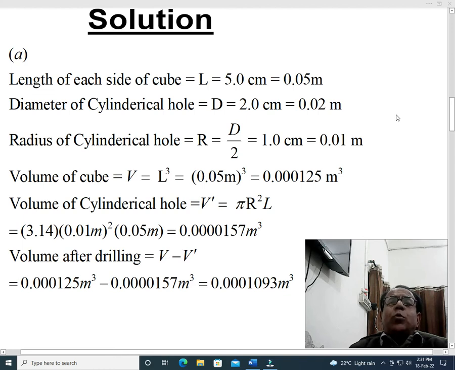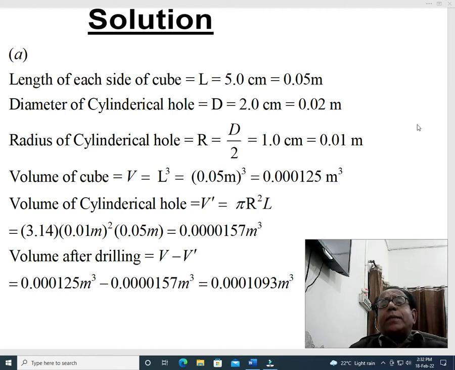Part A, length of each side of the cube, say L, is equal to 5.0 centimeter, which alternatively becomes 0.05 meter, because we will divide by 100. Centi stands for 100th. Centimeter means 100th part of a meter. So when we convert centimeter into meter, from smaller to bigger unit, we divide by 100. Now the diameter of the cylindrical hole, say D, is given as 2.0 centimeter and it will be converted into 0.02 meter.